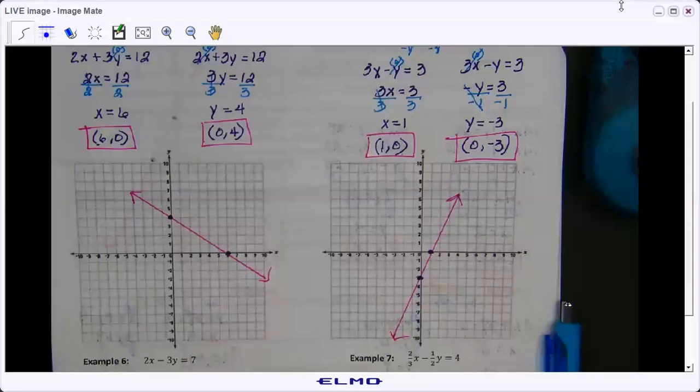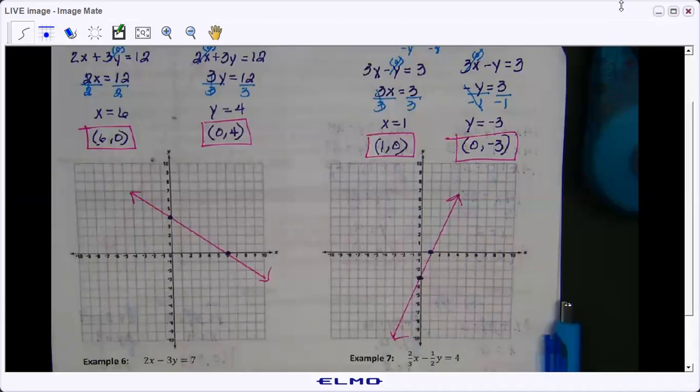Okay, go ahead and check to make sure your intercepts and your graphs are correct. Check my work as well. You never know when I'm going to make a mistake. Any questions on these? Okay. Hold on a second. Okay, so we're going to do examples 6 and 7.